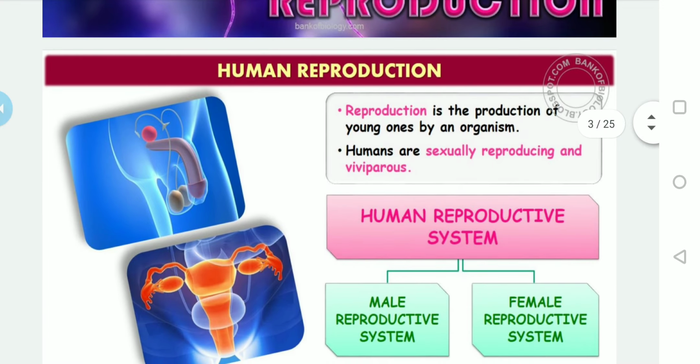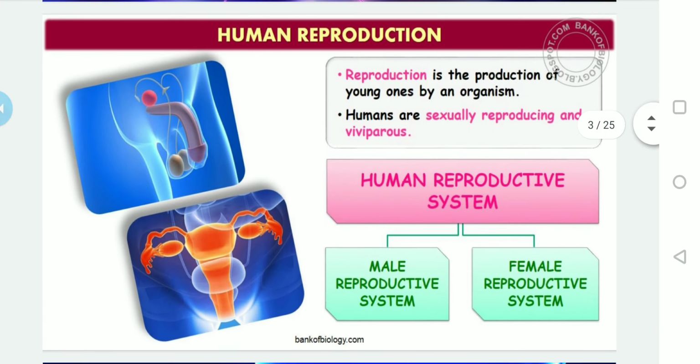We will start the discussion with the meaning of reproduction. Reproduction is the production of young ones by an organism. In the first chapter, while discussing reproduction in organisms, we discussed the meaning of reproduction and also its characteristic features. I think you remember all those things, isn't it?